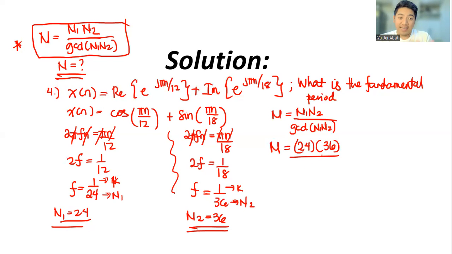It's not 3, because they can also be divisible by 6. They can also be divisible by what? By 6. 9 is not divisible because 24 is not divisible by it. So that's not the greatest common divisor, but 12 is. So upon calculating, the fundamental period of that would be 72. So that is how we are going to compute the fundamental period of that signal.